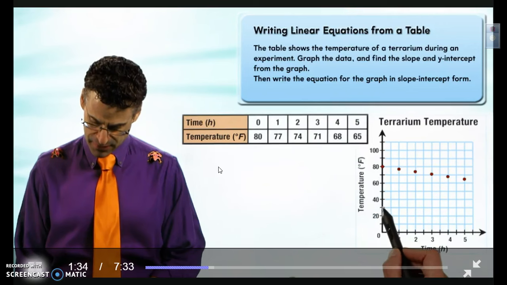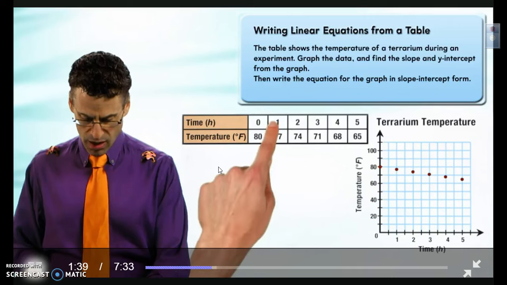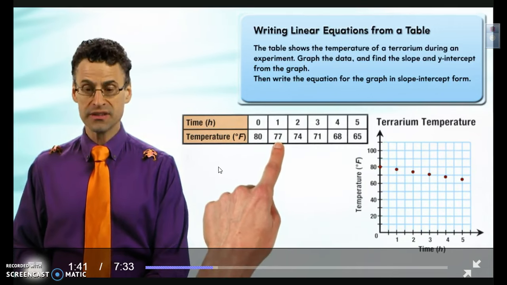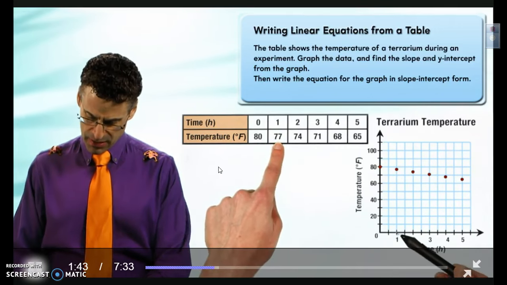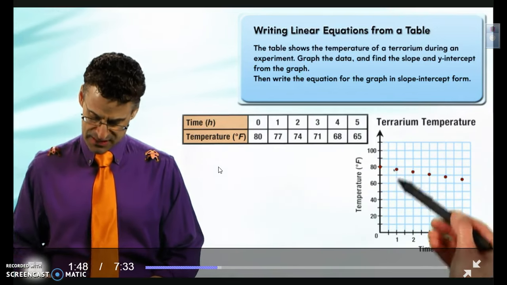Ooh, in fact, I just moved the whole graph. I didn't want to do that. There's the red dot. Now, if we take a look at 1, the corresponding point is 77. So if I'm at 1 hour, then I'm at 77, which notice is just a little bit less than 80. So that seems about right.